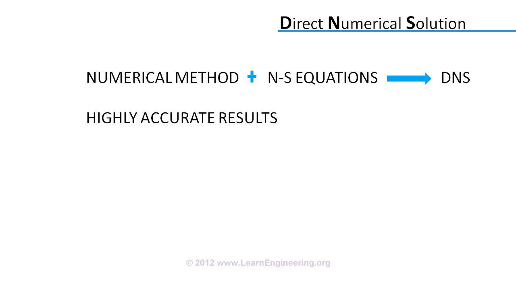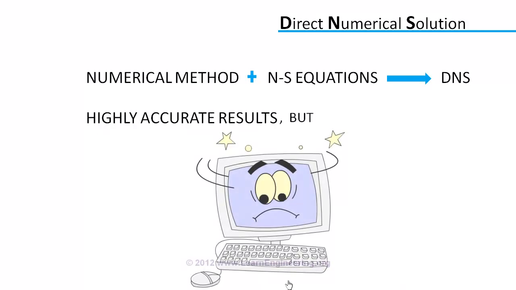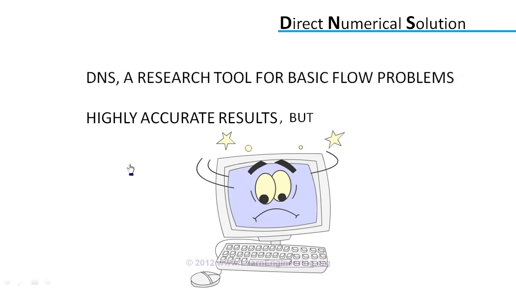But, if you try to solve a practical flow problem using DNS, even the most powerful computer will take years. So, DNS is used only as a research method. We can apply this method when flow is very basic. We will see how to solve NS equations for practical flow problems in the next video lecture.